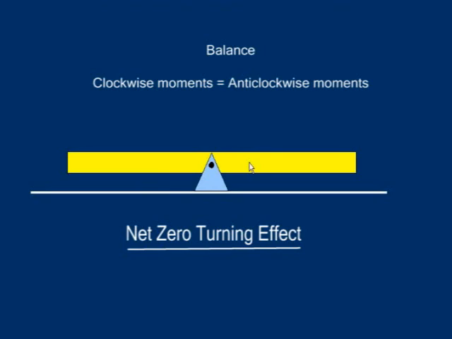The forces acting on this rule are the gravitational forces. The gravitational forces on the meter rule can be represented by a single downward force, which acts at the point of contact with the pivot due to the weight of the meter rule. Remember, weight is given by mass times acceleration due to gravity. W is equal to mg.